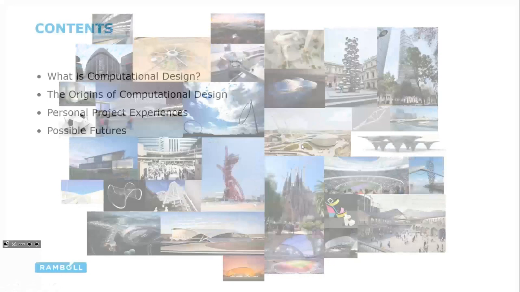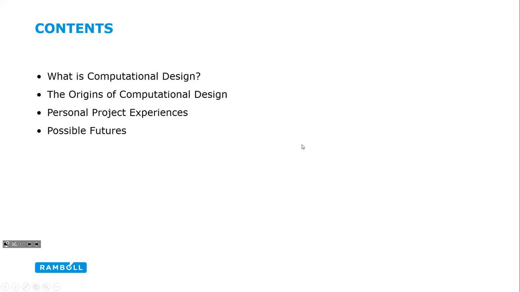So what I'm going to cover tonight is, first of all, what is computational design? What do I mean when I say computational design, and what do other people mean? Where that discipline came from and how it evolved. A few projects that I've worked on where I've been applying these techniques and what happened. And then I'll finish by looking a little bit at what the current trends in the industry are and where I think they might end up when those of you who are students end up in practice.